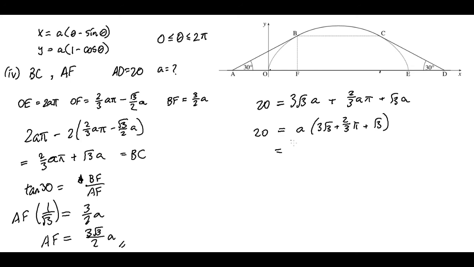I can't do that. I can't do surds in my head, really. And that gives us 20 divided by 9.023. So a is 2.216. So to 3 significant figures, it is 2.22.